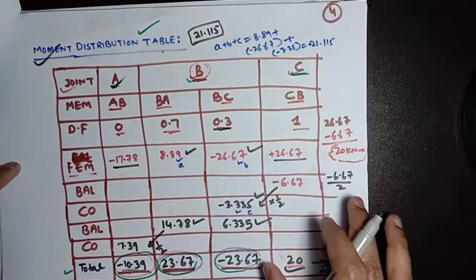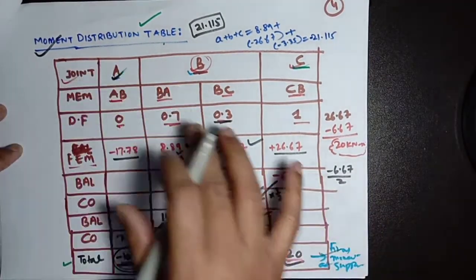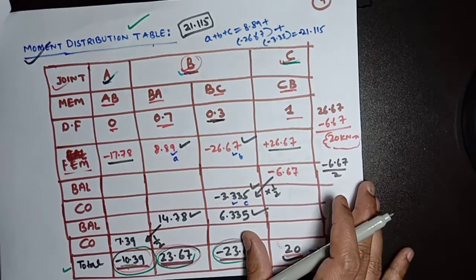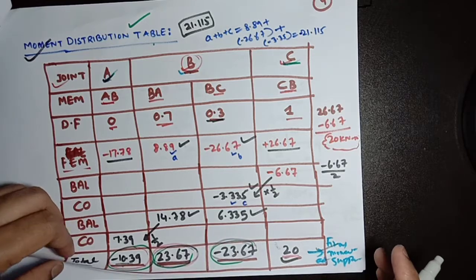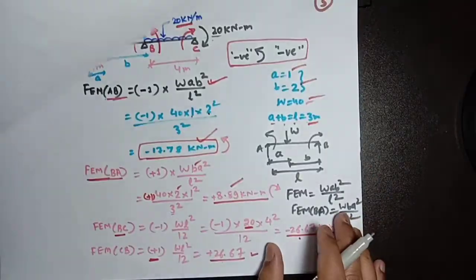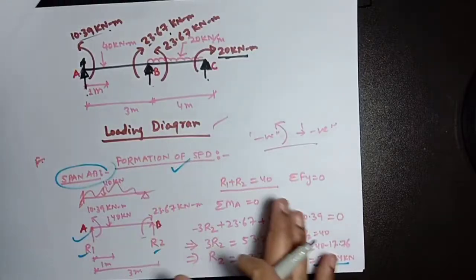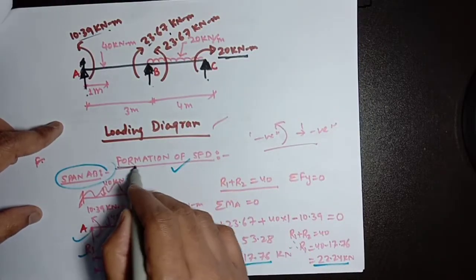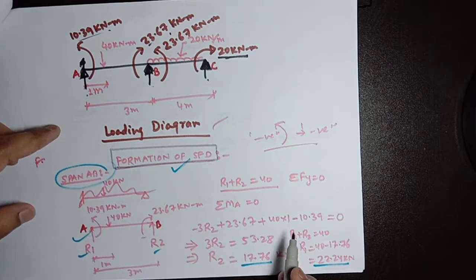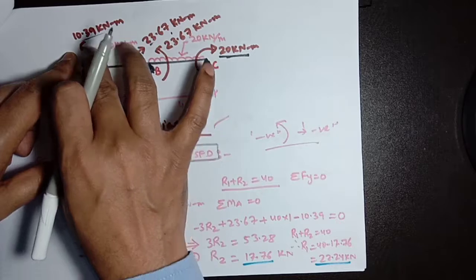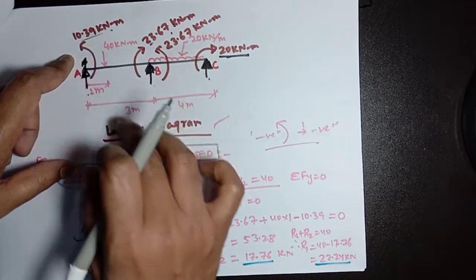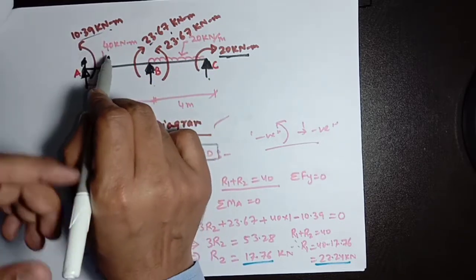Then this is the moment distribution chart, how the moment is distributed, which I have explained in detail, and we have taken the final support moment, which is calculated at the last. This is the total final moment at the support at every joint. And after that I have calculated the SFD, the shear force diagram. For that, for this continuous beam, I have shown all the moments calculated from the moment distribution chart. This is the external loading.